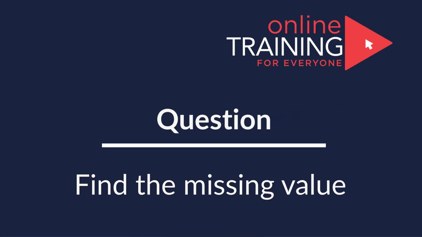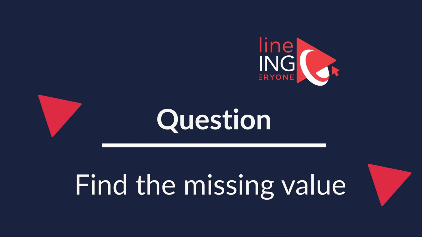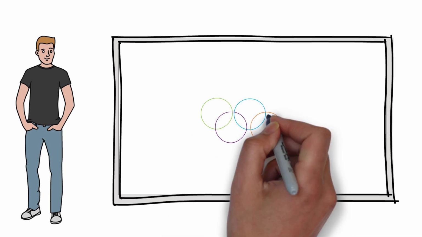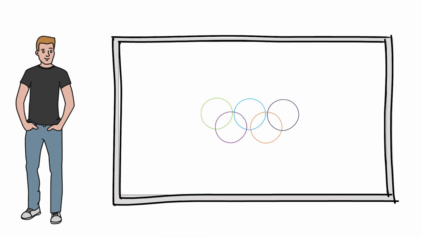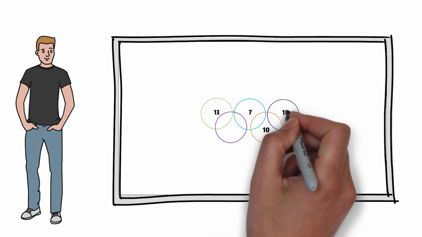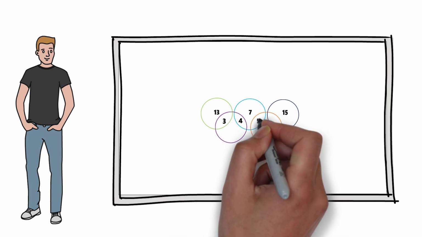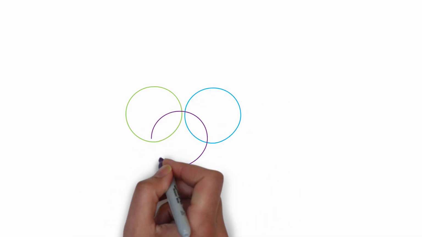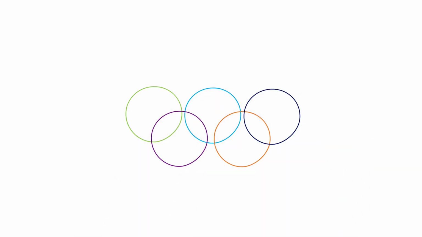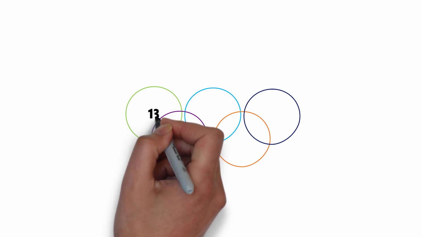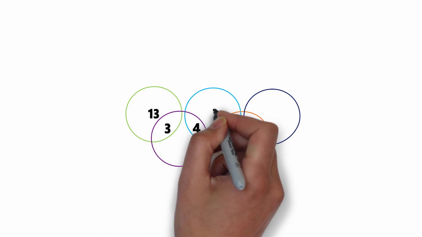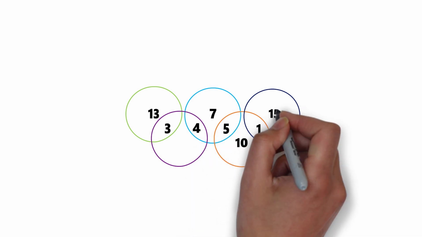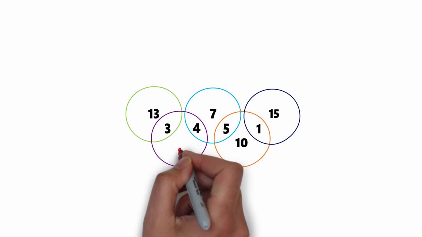This is one of my favorite questions because it is very frequently used in the test. You're presented with 5 crossing circles. All circles are of different colors. There are numbers inside the circles, as well as numbers on the intersections of the circles. The numbers that you see on the screen are 13, 3, 4, 7, 5, 10, 1, and 15. There is also one number missing, which is highlighted with the question mark.